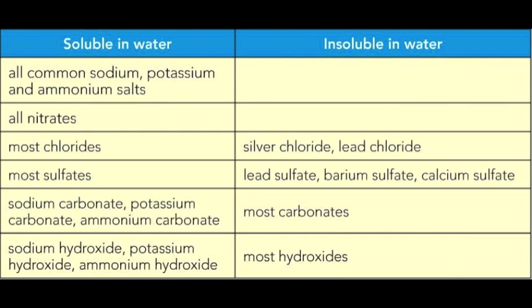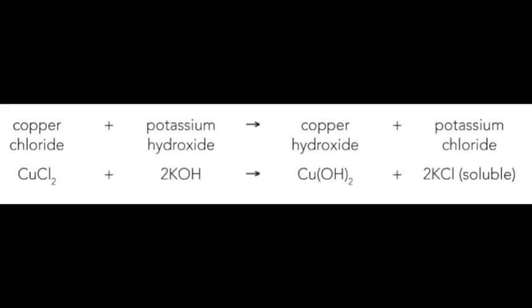This table helps you to predict the formation of a precipitate when two named solutions are mixed together. For example, when solutions of copper chloride and potassium hydroxide are mixed. Copper chloride plus potassium hydroxide, you'll form copper hydroxide and potassium chloride.